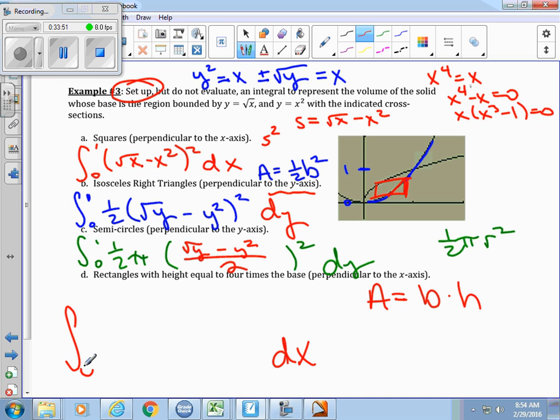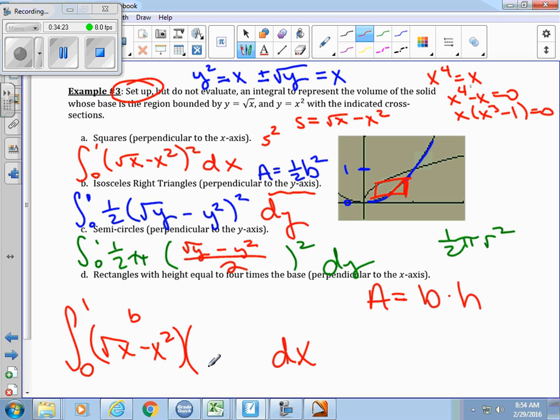This one's to the x. Yes, and why is it x? I'm cutting these cross sections perpendicular to the x-axis. So what is the base? Square root of x minus x squared. Does everyone agree with that? It's that distance. That's the base.